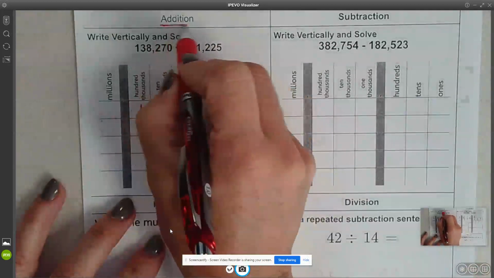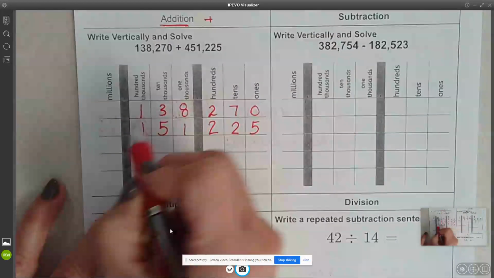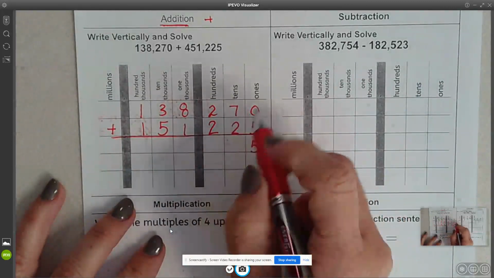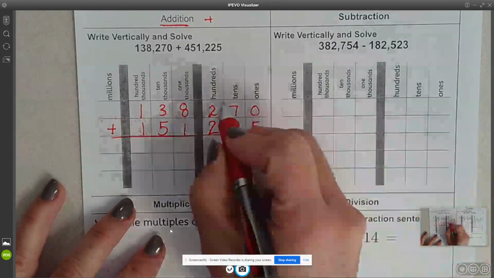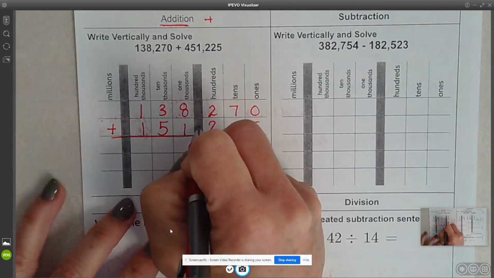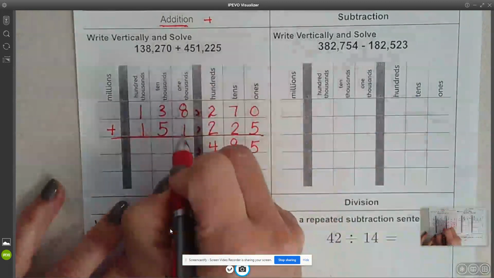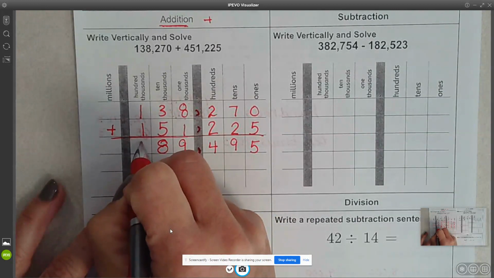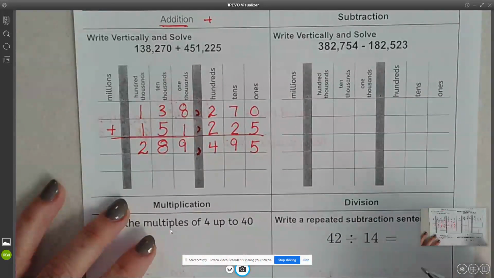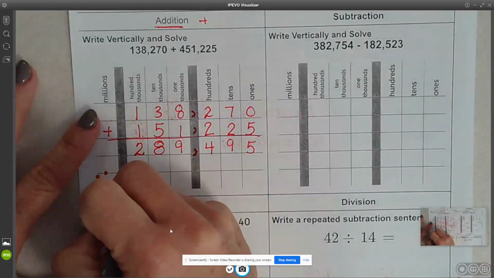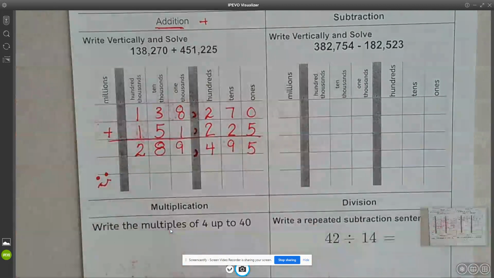Double check which box am I in. Well, I'm in the addition block, so I'm going to add. 0 plus 5 is 5. 7 plus 2 is 9. 2 plus 2 is 4. My comma goes here. I should have put those commas. Shame on me. 8 plus 1 is 9. 3 plus 5 is 8. And 1 plus 1 is 2. So 289,495. All righty. If you got that right, give yourself a big smiley face. You should be really proud of yourself.